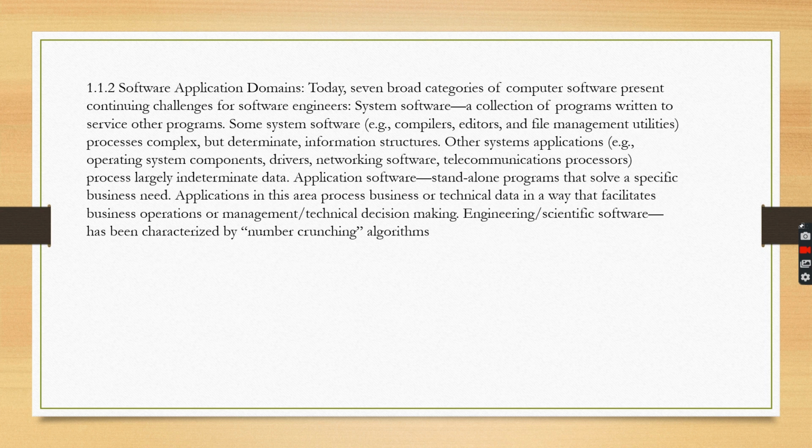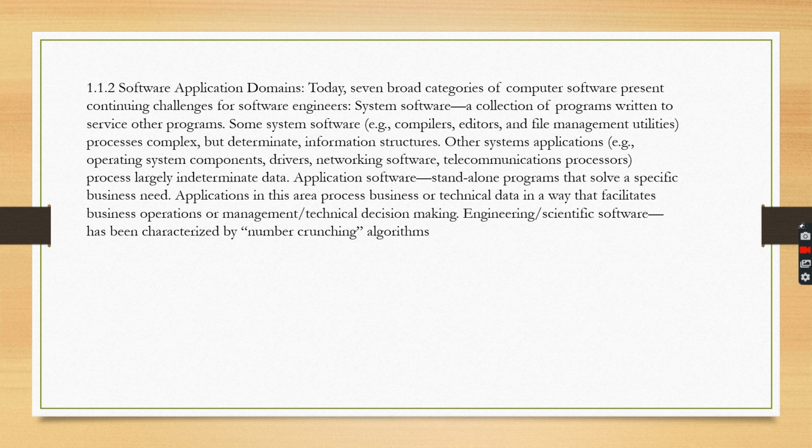Now we'll see about the software application domains. The domains can be classified into 7 categories. System software. What is system software? System software simply means a collection of programs written to service other programs. Some examples of system programs are compilers, editors, and file management utilities.